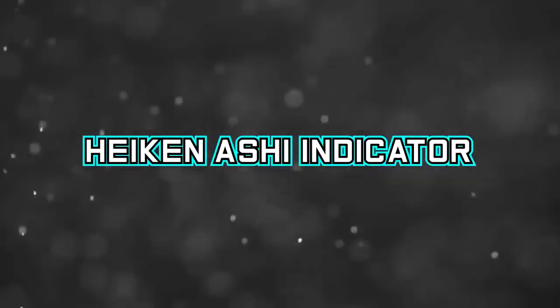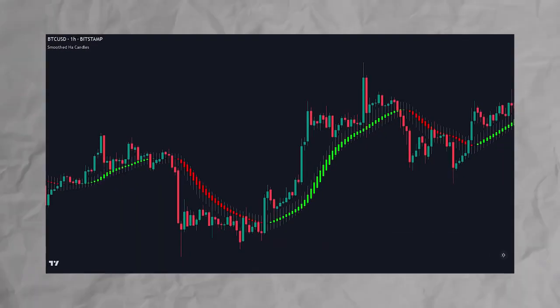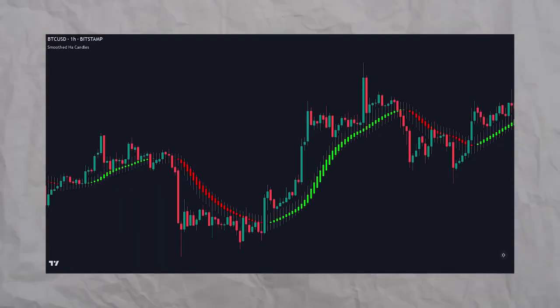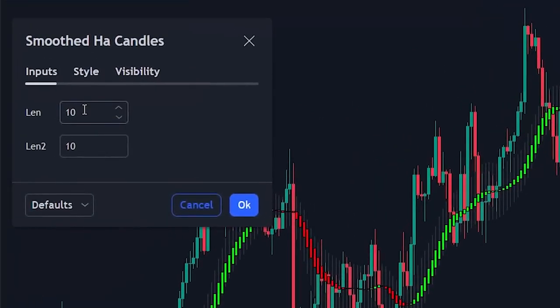The smoothed Heiken Ashi indicator works a bit differently than the regular Heiken Ashi candlesticks. The main difference is that the smoothed Heiken Ashi indicator plots the Heiken Ashi candlesticks as a moving average. If we take a look at the input settings of the indicator, we will see that there are two values that can be changed. These two values represent the first and second smoothing that is applied on the candlesticks.